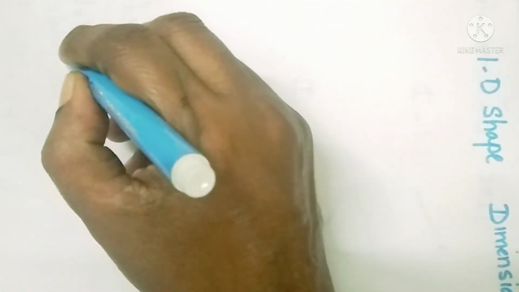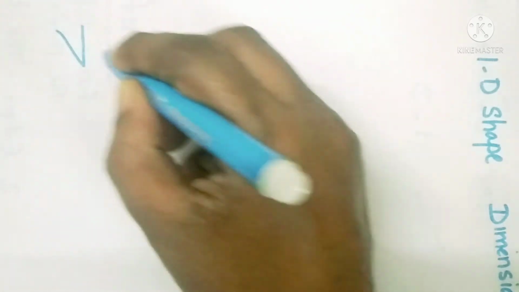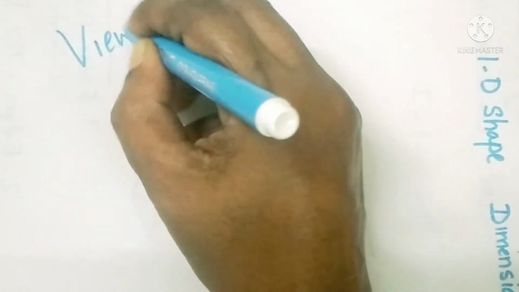Now we are going to discuss views. What is the meaning of view? See, different views of an object. It means when you look at an object from various parts or from different directions, how does it look? The same object, when you see it from different directions, will look different.